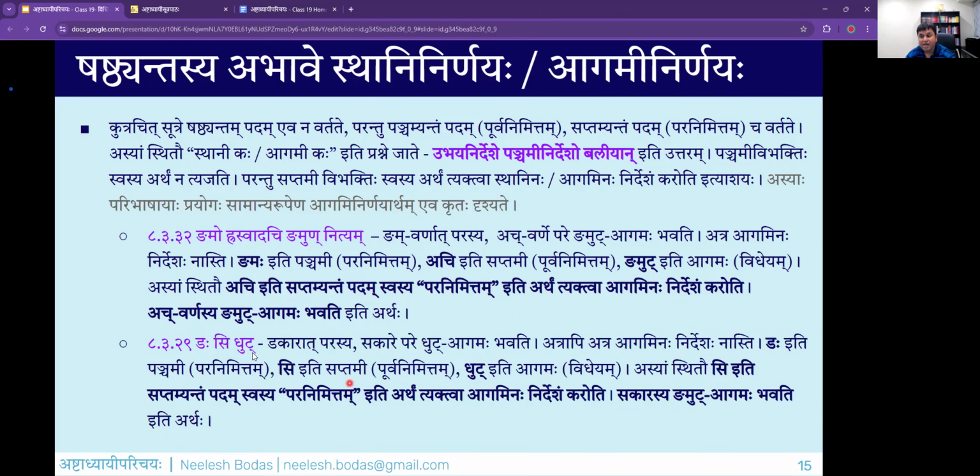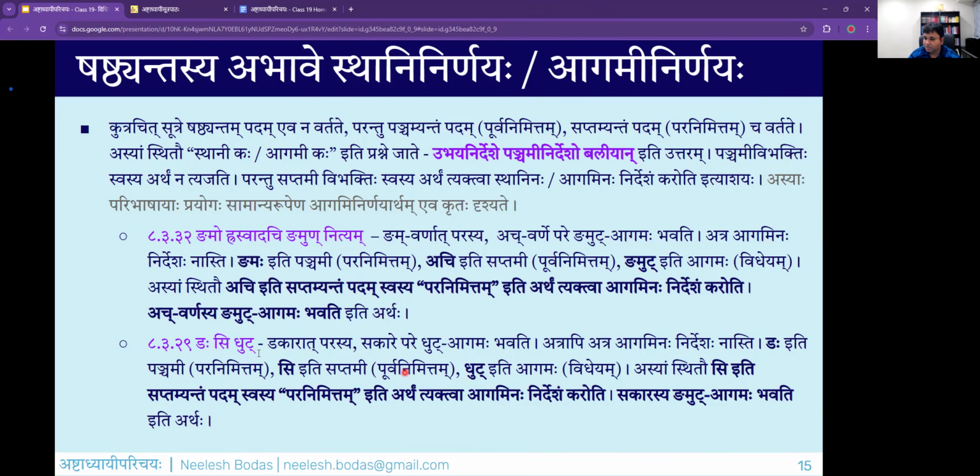Second example, dah si dhut. Dah iti panchami asti paranimittam. So dakarat parasya sakare pare dhudagamaha bhavati. So agama is given, paranimitta is given, C is the saptami, which is the paranimittam.